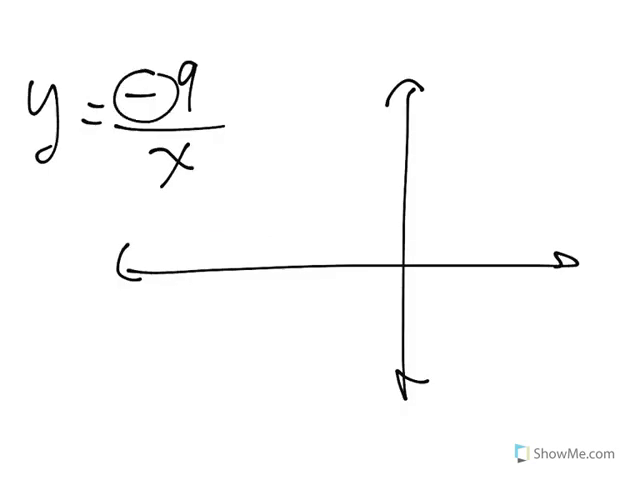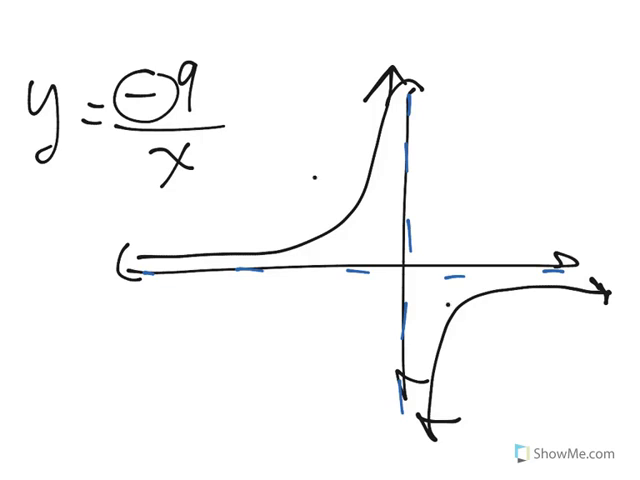When you have a negative sign in front of this, what that does is it flips it upside down. And now the branches are like this. So we're sort of in quadrants 2 and 4, at least with respect to the asymptotes.